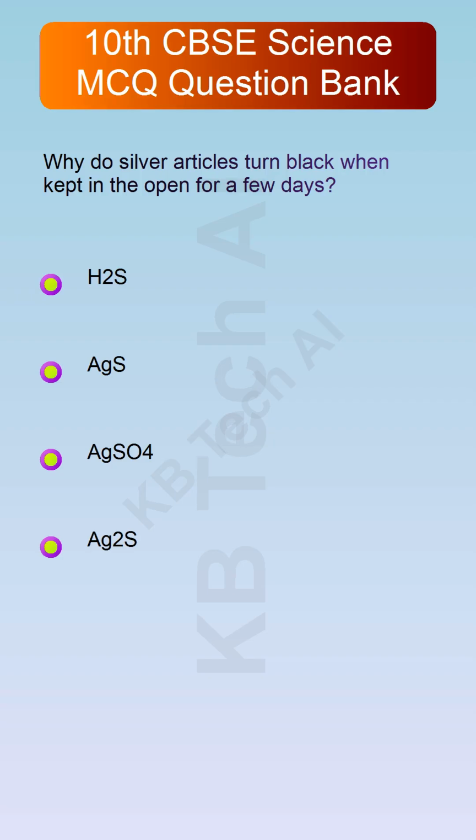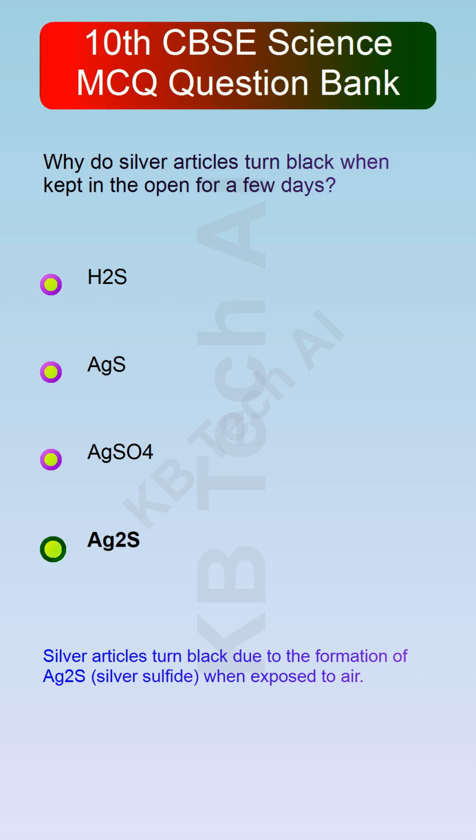Why do silver articles turn black when kept in the open for a few days? Option 1, H2S. Option 2, AgS. Option 3, AgSO4. Option 4, Ag2S. The answer is option 4, Ag2S.